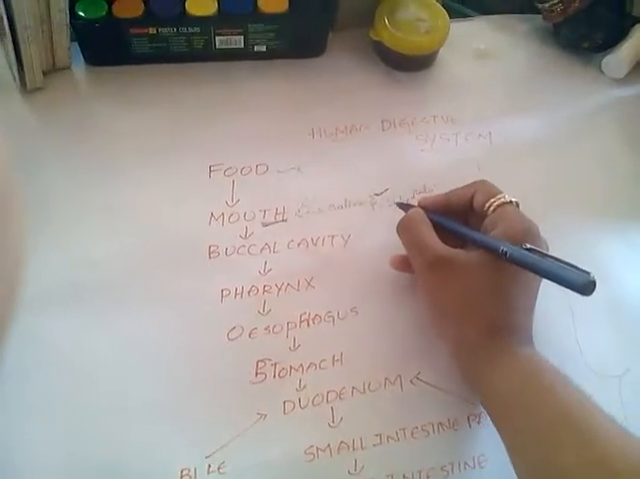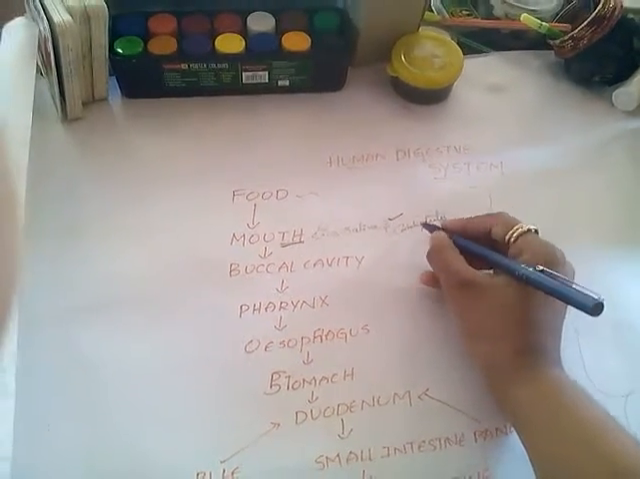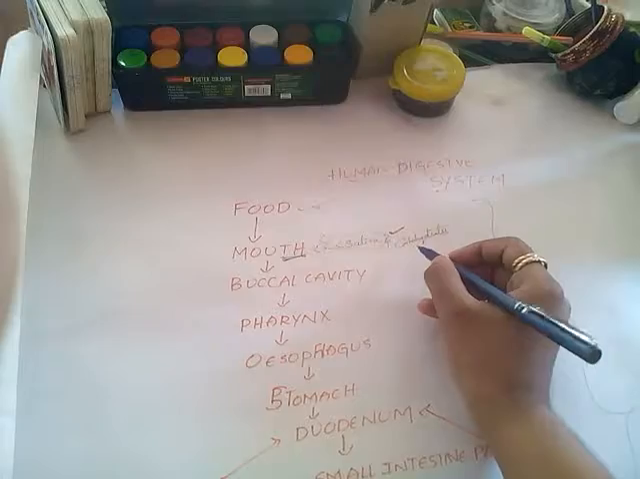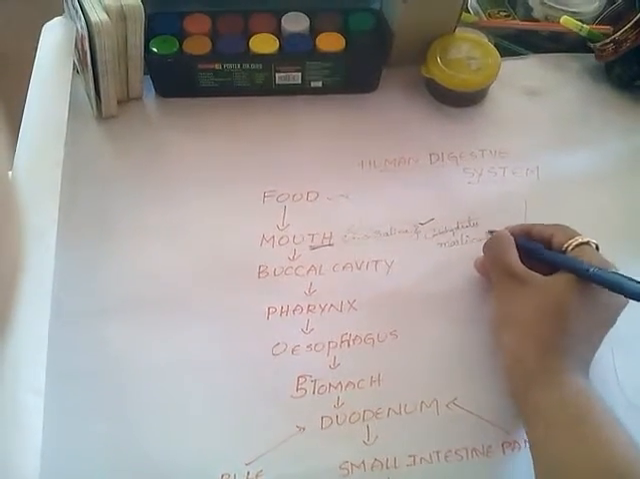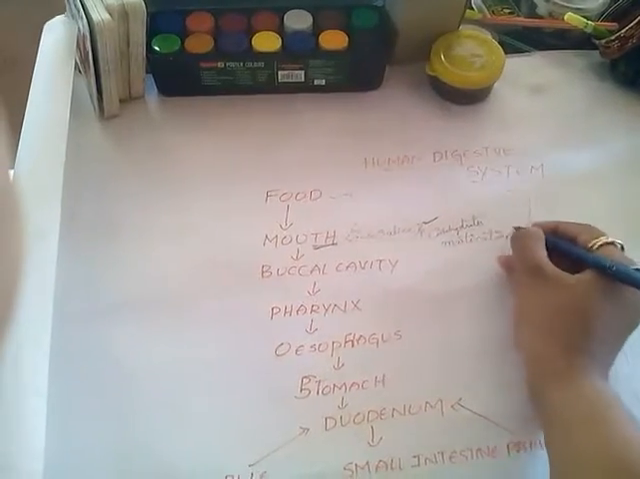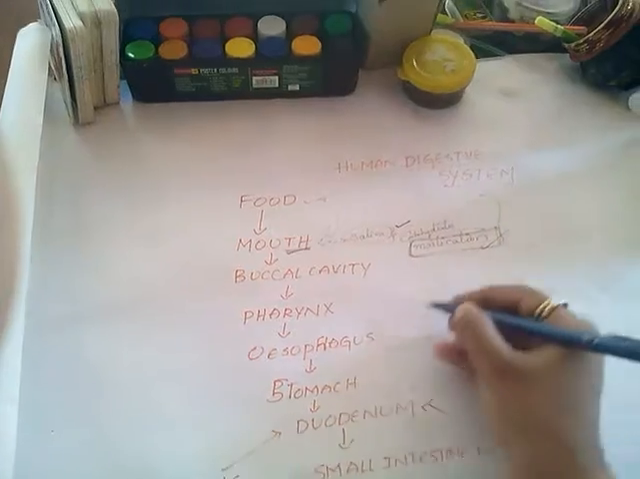So the food which is cut and crushed by our teeth in the mouth and mixed with the saliva, this process is called mastication. It's a very important thing, mastication.